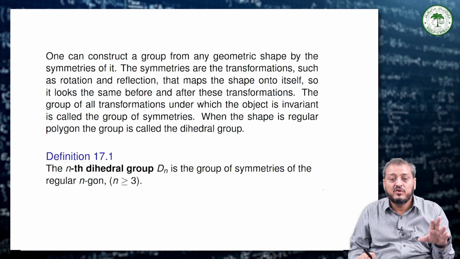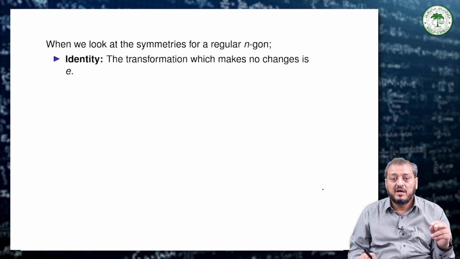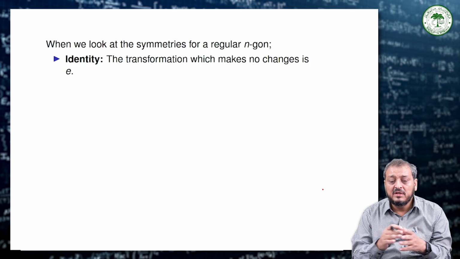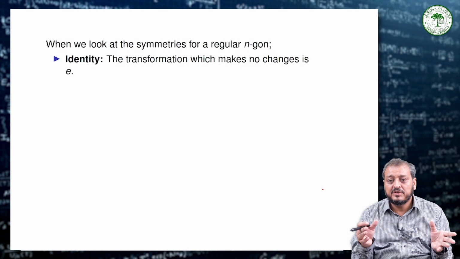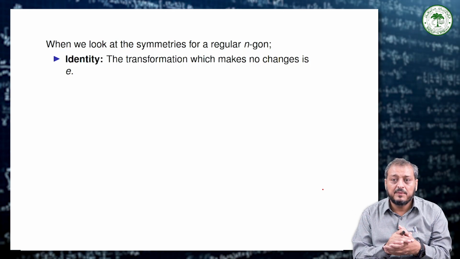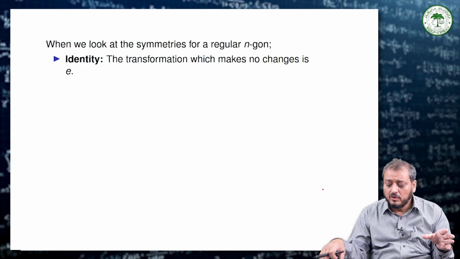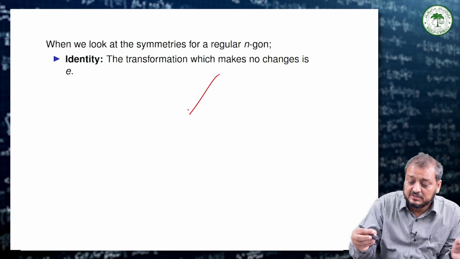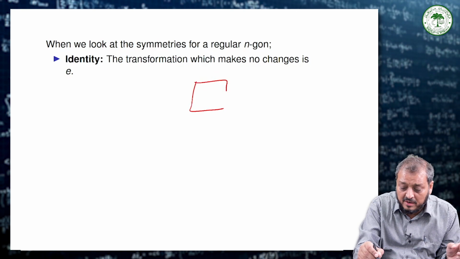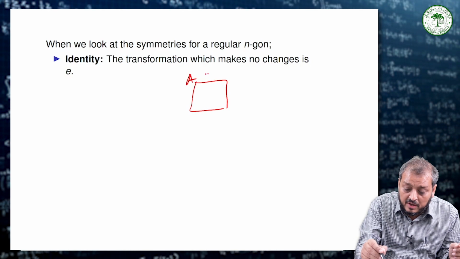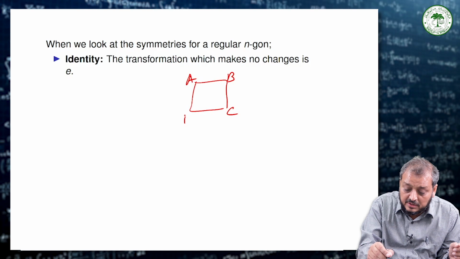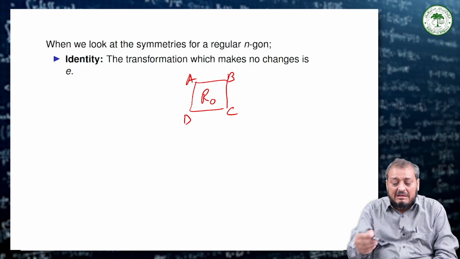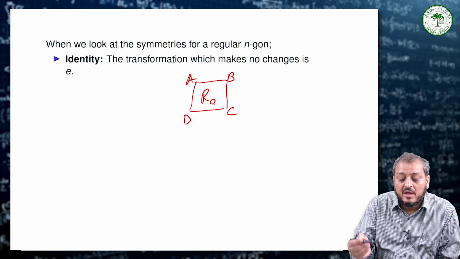We have two types of operations, rotation and reflection. When we look at the symmetries of a regular n-gon, the identity is the transformation which makes no change. For example, take a square ABCD and rotate it by 0 angle, then it remains the same. In this case we have the identity.